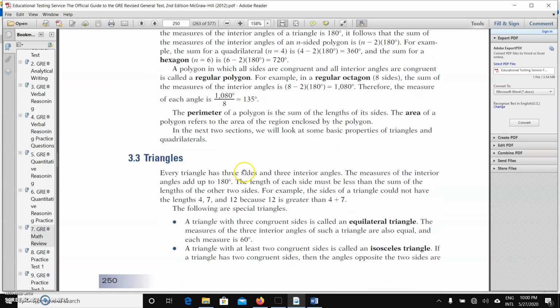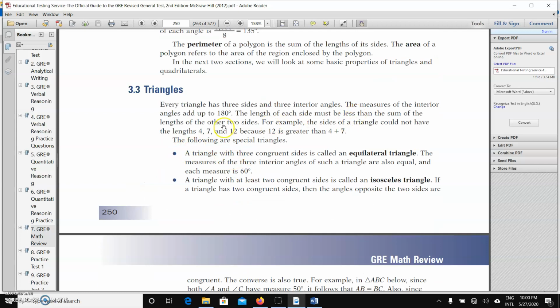So let me see how it applies here. For example, the sides of a triangle would not have the lengths 4, 7, 12. Why? Because if you add 4 and 7, that will be 11, right? So 11 is less than 12. A side cannot be more than the addition of the two other sides. So that's why this is not correct.